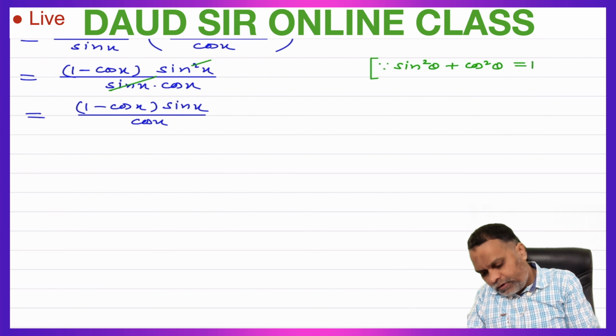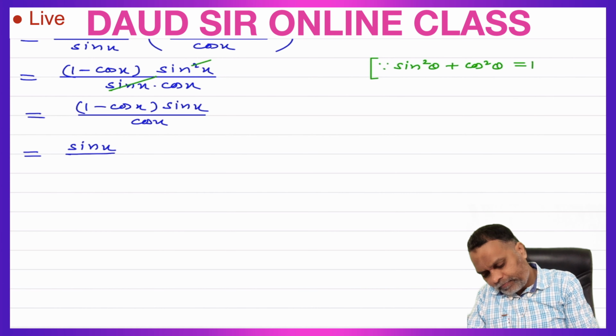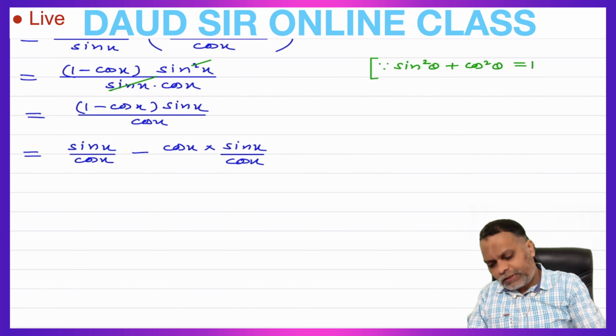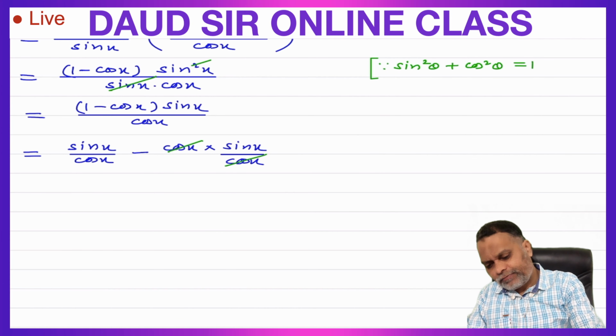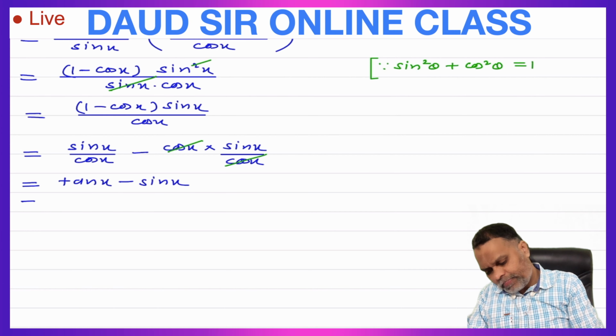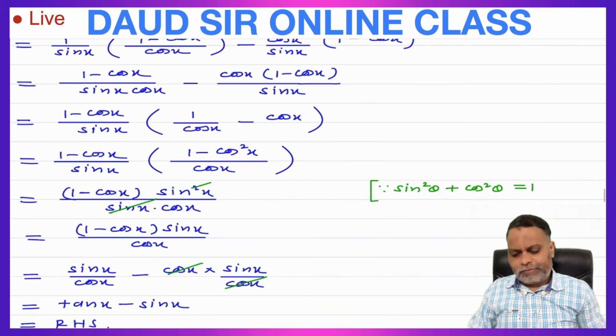So which is equal to sin x upon cos x minus cos x into sin x upon cos x. So this cos x gets cancelled. Here sin x upon cos x can be written tan x minus sin x. This is our right hand side. Tan x minus sin x.